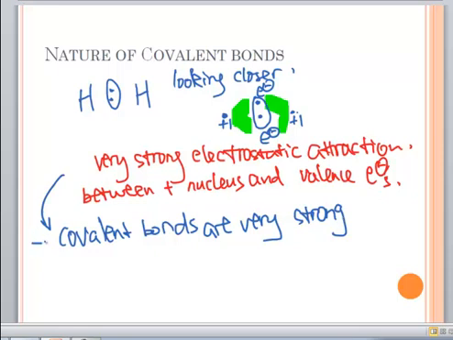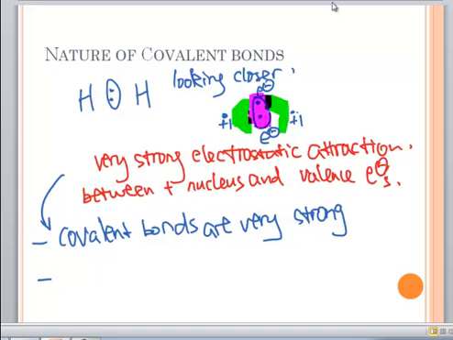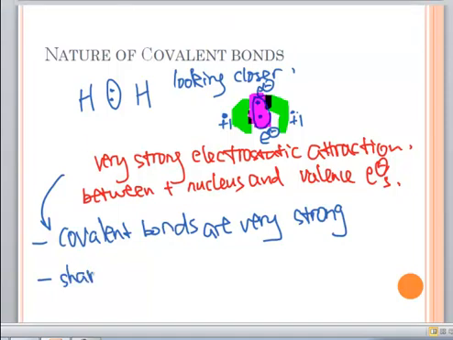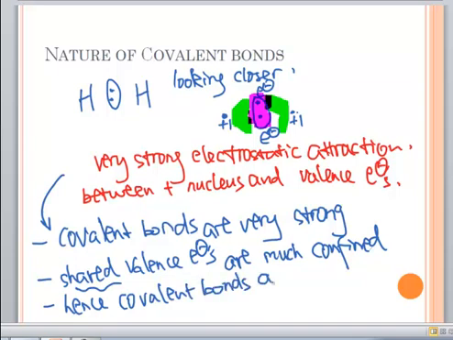Also, one of the very key properties is, as you can see, those electrons are quite confined between the two nuclei. The strongest interaction will happen when they are right in the middle. So the shared valence electrons are much confined, and hence covalent bonds are highly directional.